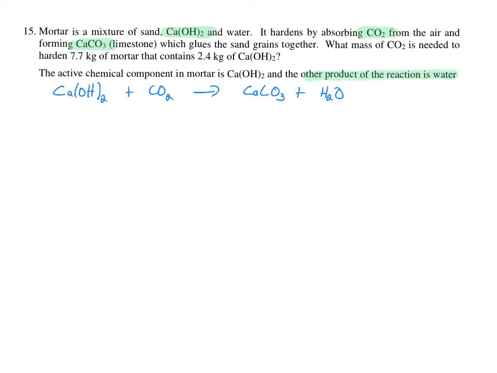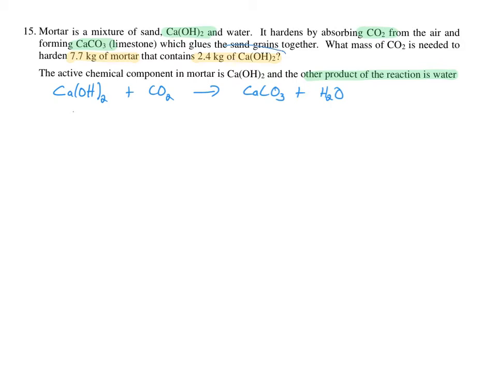So from the context of the question, we came up with a chemical reaction. We checked to see if it's balanced, and it's balanced as it is. Now, let's look at the numbers that were given in the problem. Two different measured numbers were given. We have so many kilograms of mortar, and we have so many kilograms of calcium hydroxide.